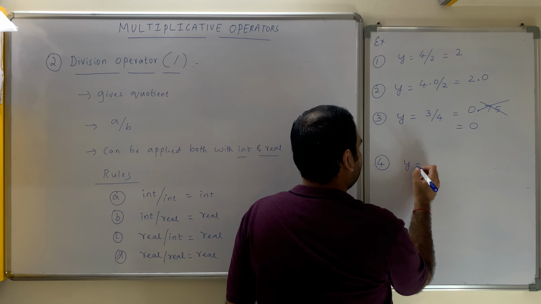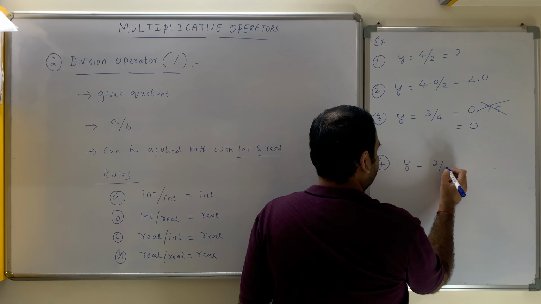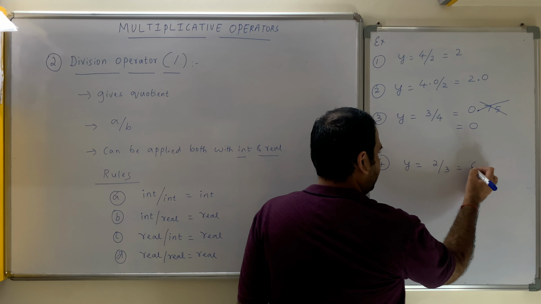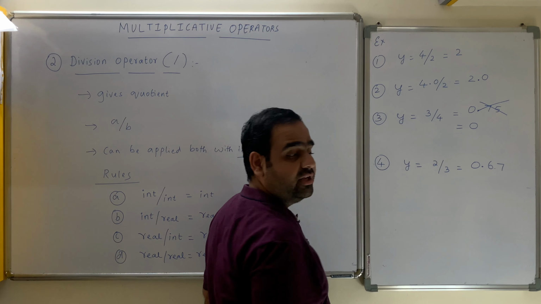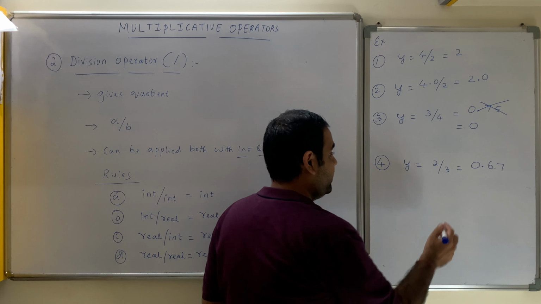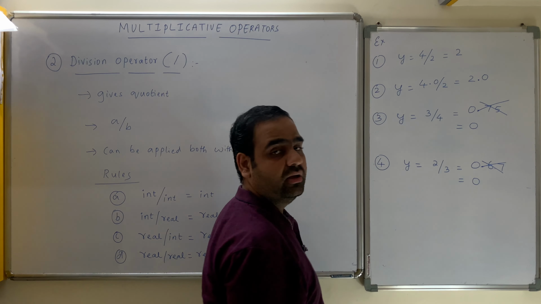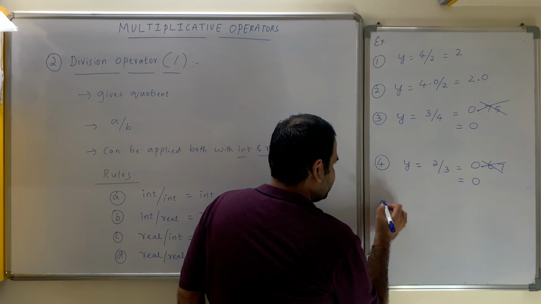Suppose we write y is equal to 2 divided by 3. Now, what is 2 divided by 3? 2 divided by 3 is 0.67. But integer by integer is integer. 0.67 is not integer. Therefore, we truncate it and 2 by 3 will be 0. Let's take the next example.